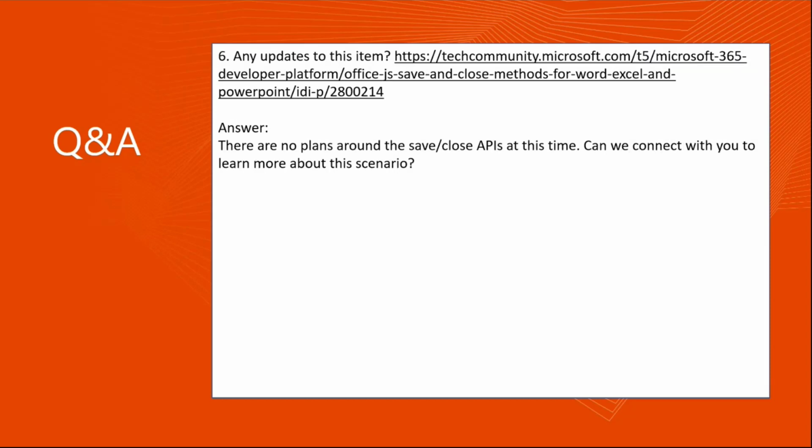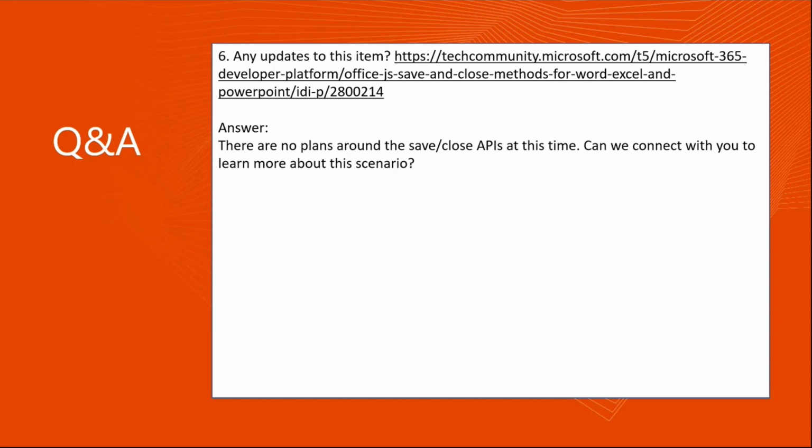And moving on to another question. You're asking if there's any updates to this item. This is a link out to the Ideas site, and it was a suggestion to implement consistent save and close API methods across Word, Excel, and PowerPoint. And this question's been around for a long time.